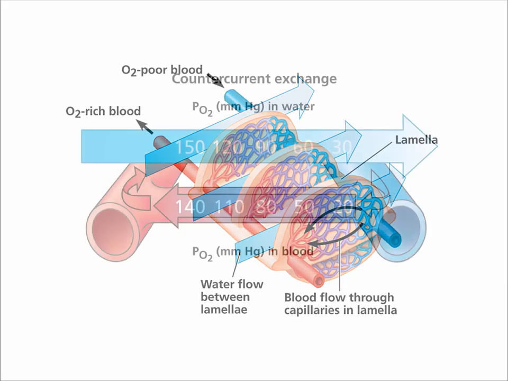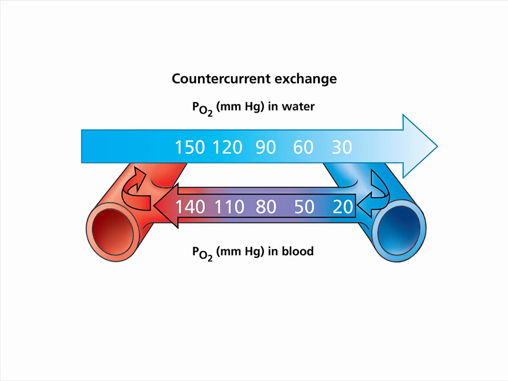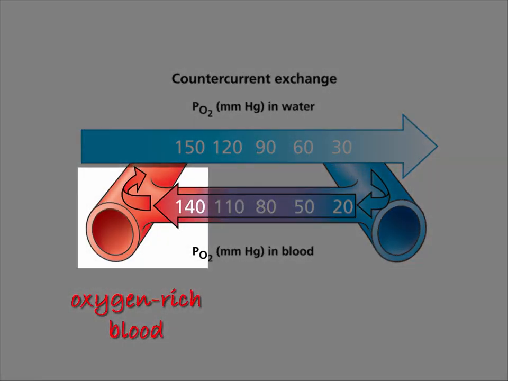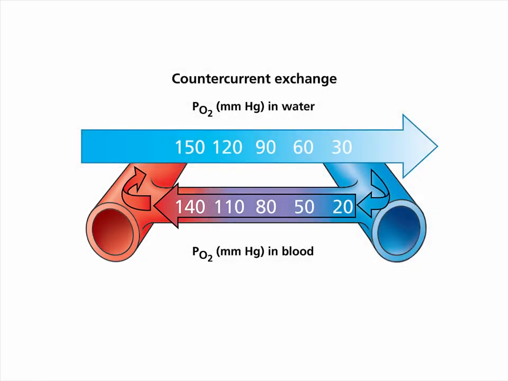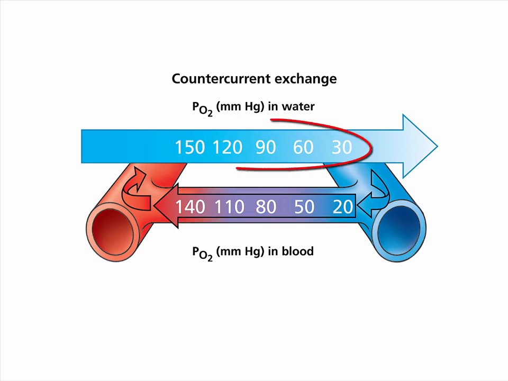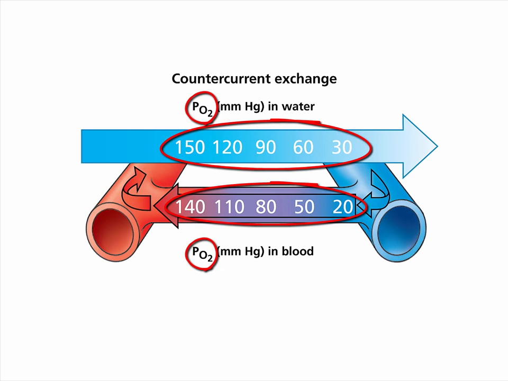Let's look at why. We're now looking at a single lamella. For simplicity, we're showing just one capillary, but you can still see the progression from oxygen-poor blood on this side to oxygen-rich blood on this side. You can also see that the direction of blood flow is opposite of the direction of water flow. The numbers on the arrows represent the partial pressure of oxygen at each location.